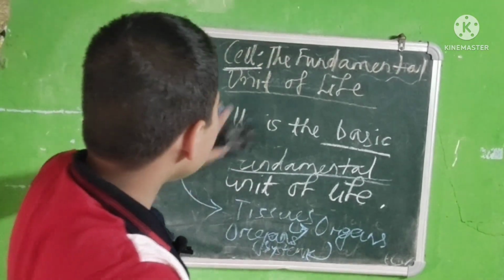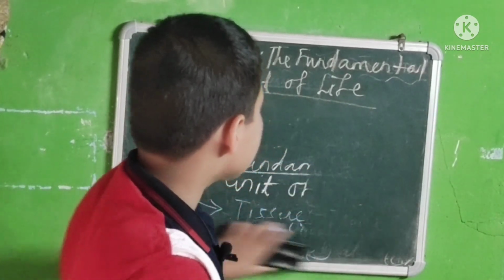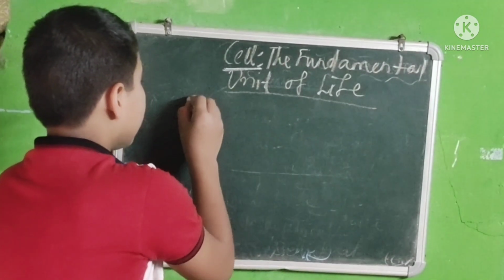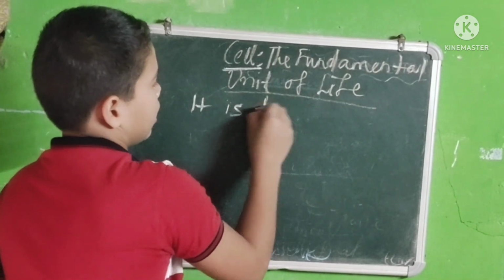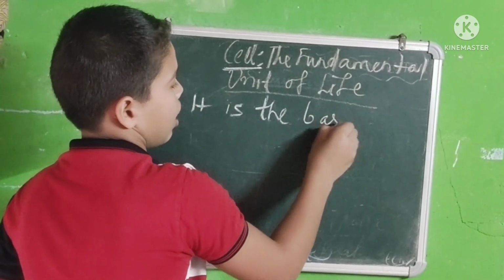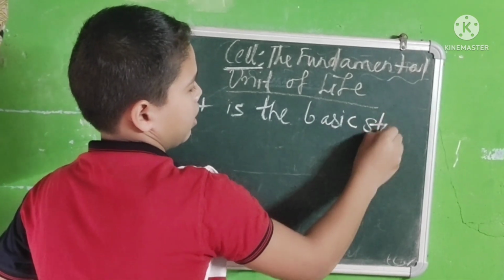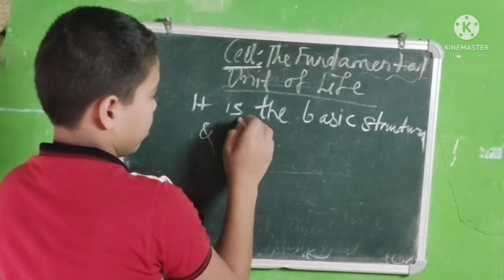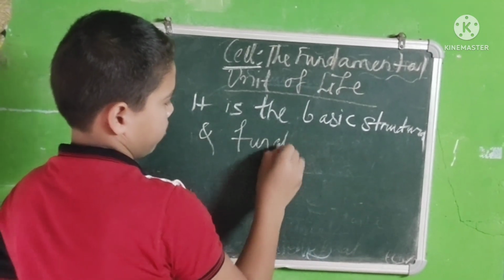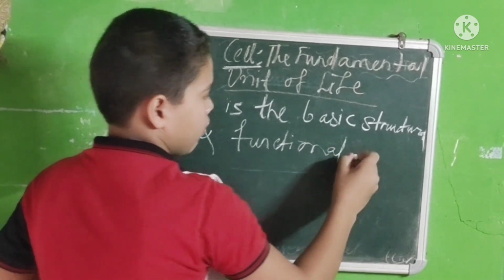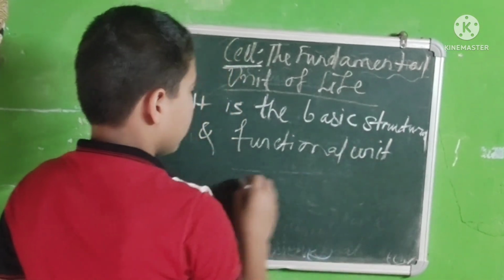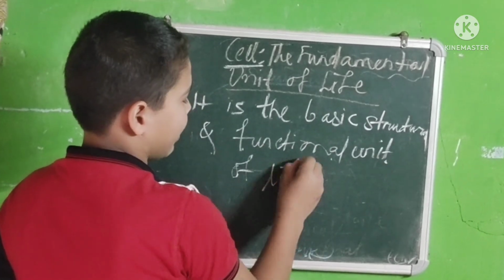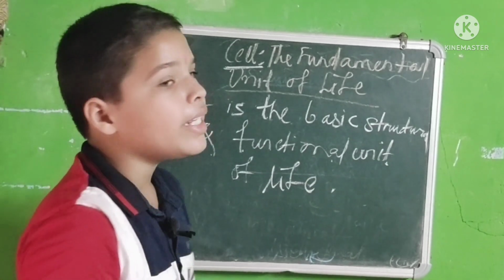Now, another definition we will be considering, and that is, it is the basic structural and functional unit of life. And what does it mean? What is the basic structural and functional unit of our life? How could it be a cell?